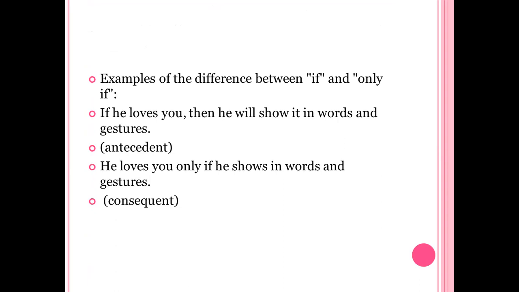If he loves you, then he will show it in words and gestures. So this is an antecedent, and he loves you only if he shows it in words and gestures. So this is an example of a consequent. Again, these are the differences. If the if clause is at the start of the sentence, it is a form of antecedent, and only if is for the consequent.